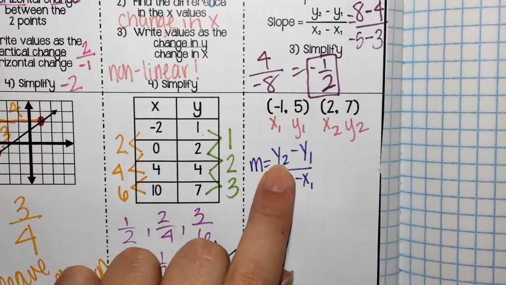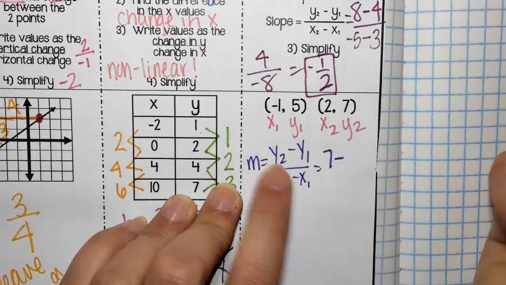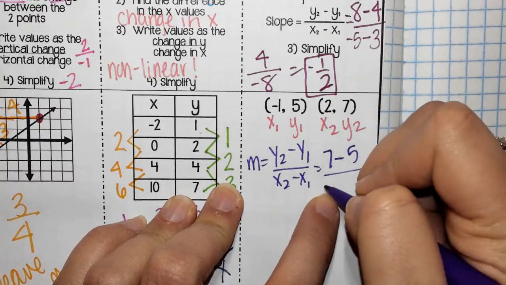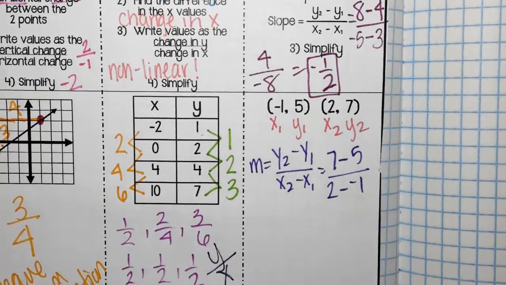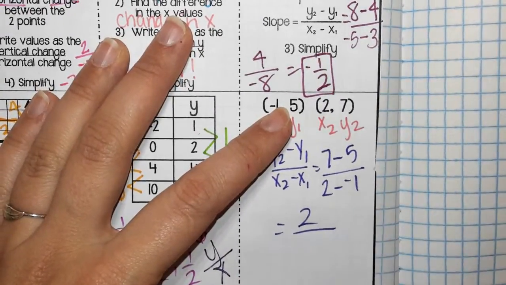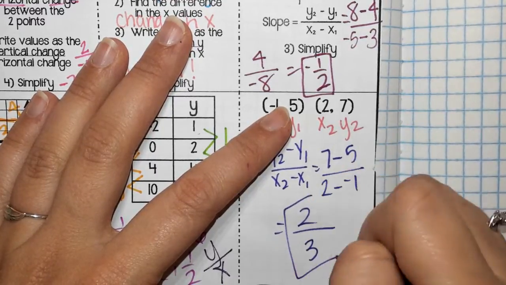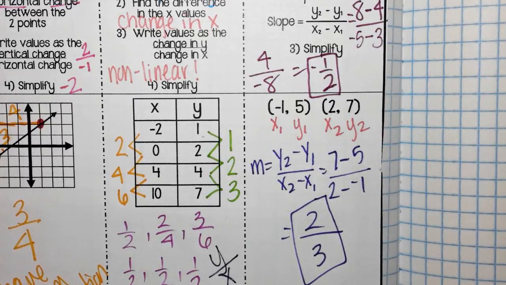Alright, what is our y2? 7. Minus, what's our y1? 5. Alright, x2 is minus a -1. Alright, what is 7 minus 5? 2. What is 2 minus a -1? 3. Now, do we leave it as a fraction, and that's it. That would be easy. That's like the easiest part.